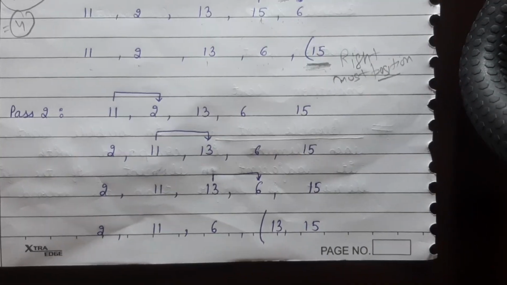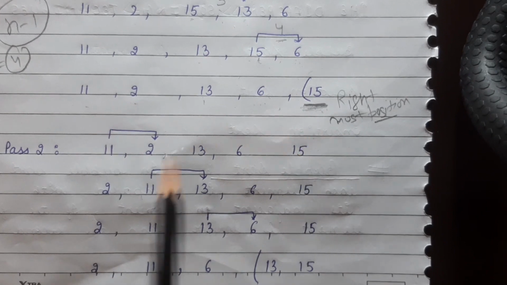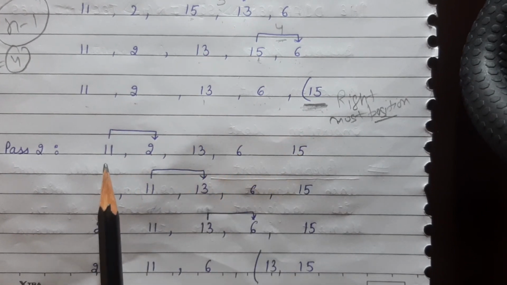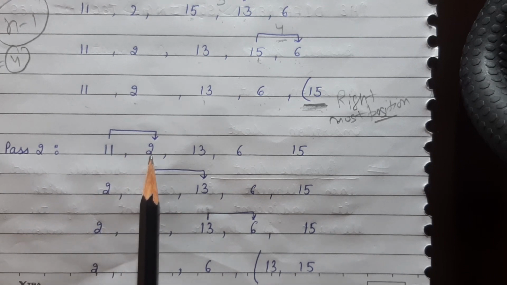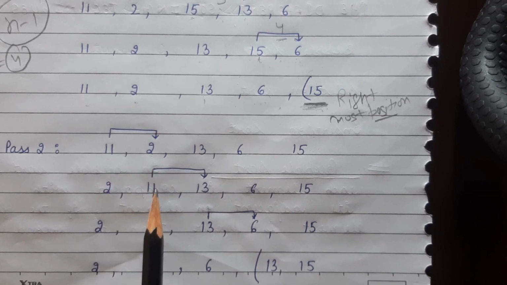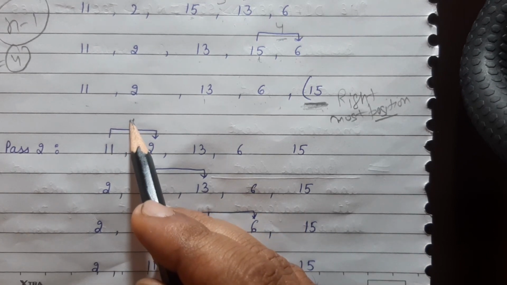Now in pass 2, first we write these elements as such: 11, 2, 13, 6 and 15. Now we compare again. Now we compare first element with the second element. Now 11 is greater than 2, yes, so 11 and 2 are swapped. Rest of the elements we write as such. So this is our first comparison.